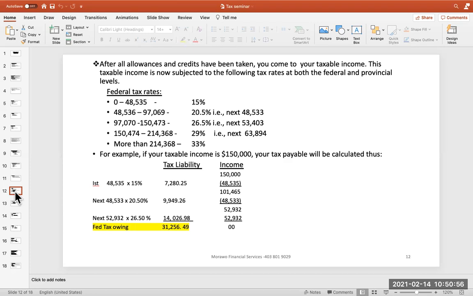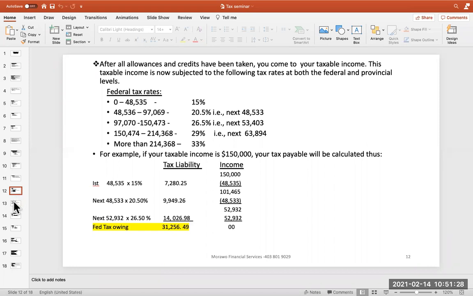See the way it's graduated. You're earning 0 to 48, you only pay 15%. Anything more than that, to 48,533, you pay 20.5%. Beyond that, your next 53,403, you pay 26.5. Next 63,000, you pay 29. And if you earn more than 214, you start paying 33%. So let's take a look at an example.